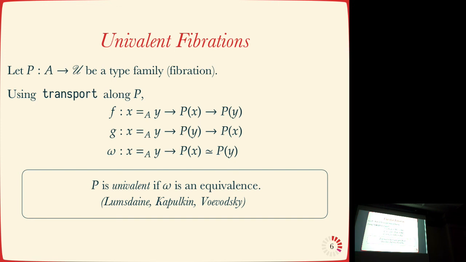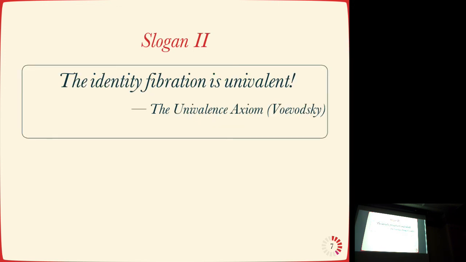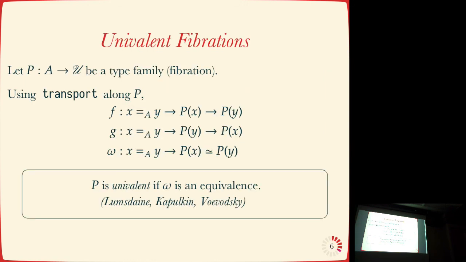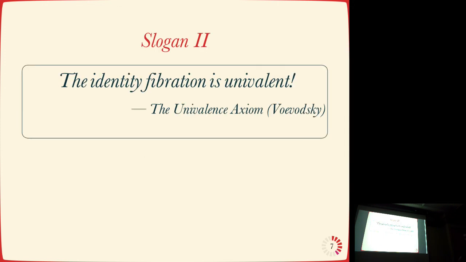So omega goes in one direction, but if it also goes in the other direction, and they are inverse, then it's a univalent fibration. And this is something from a very complicated paper which was published in 2015, but just a small instance of it. Okay. And this brings us to what the univalence axiom means. So in the previous slide, if you chose P x equal to x and P y equal to y, that's the identity fibration, you would get that x equal to y is equivalent to x equivalent to y. So the identity fibration is univalent, which is Voevodsky's univalence axiom.